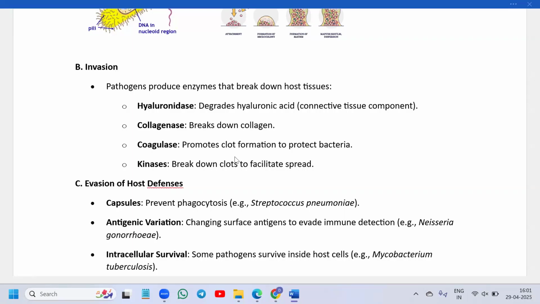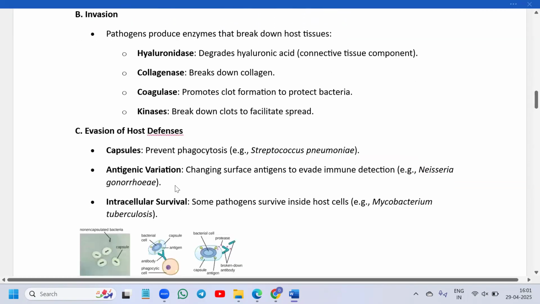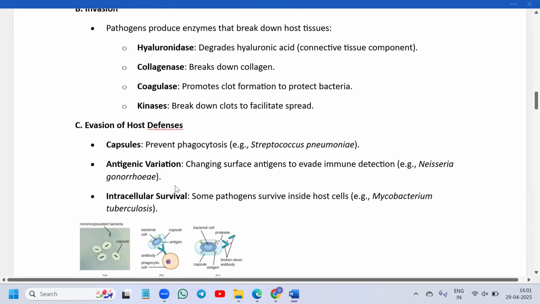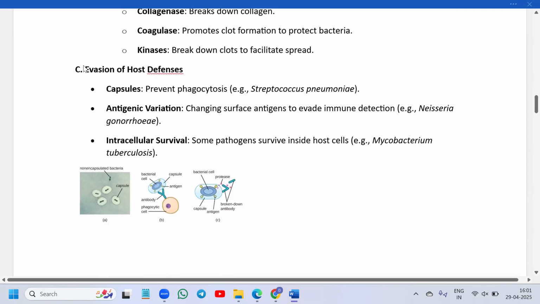Kinases will break down clots and that will help in the spread of bacteria. This is about invasion. Next, what happens? Evasion of host defenses, right? So how does the bacteria or virus or anything escape your host defense?